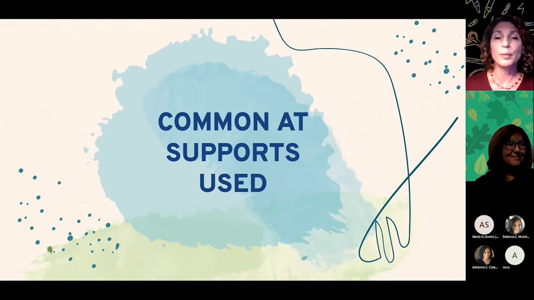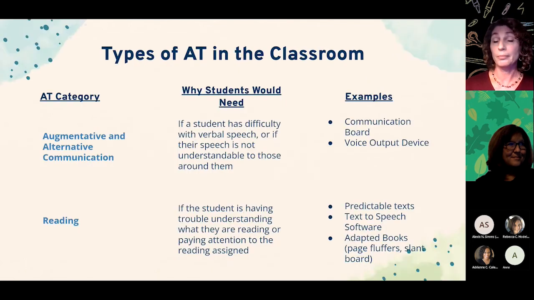So some common supports, let's talk about what we might see in Henrico's classrooms. Under the category for augmentative and alternative communication, and we're going to get a little more detailed into these categories, but just to briefly go over some of these different categories. So AAC: if a student has difficulty with verbal speech, or if their speech isn't really understandable to those around them, some examples of things you might use with them would be a communication board or a voice output device.